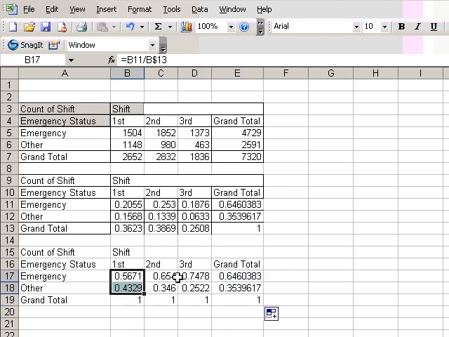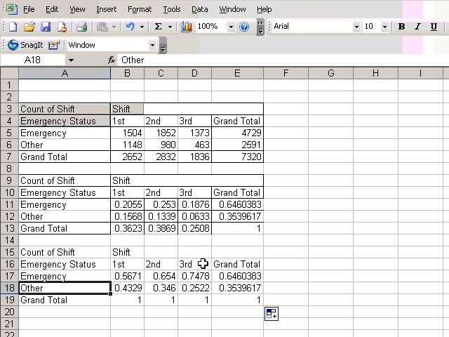These internal cells represent the conditional probabilities. Their interpretation is the following. Given that a person came during the first shift, there is approximately a 57% probability that they will come for an emergency and a 43% probability that they will come for something else.